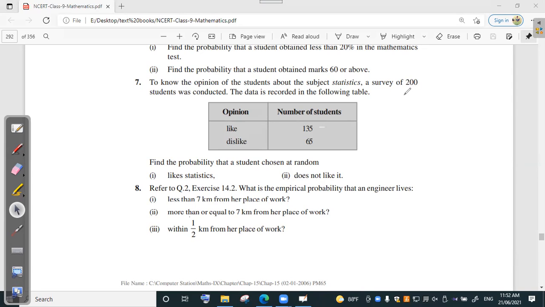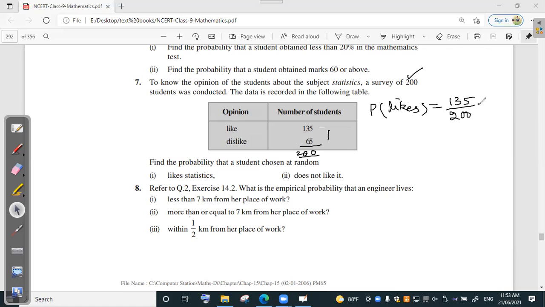Like plus dislike, the total is 200. You add 135 plus 65, that is 200. So 200 total students are given. Find the probability that a student chosen at random likes statistics. How many like it: 135 out of 200.